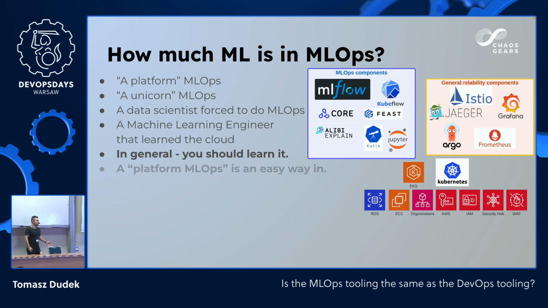However, the so-called platform MLOps is an easy way in, because you can join an existing machine learning team, for example, and work on the Kubernetes cluster if there's one, or on some AWS or other clouds landing zone, and slowly learn those machine learning concepts while still supporting your team. But eventually you have to learn it, because otherwise this will not work too well.